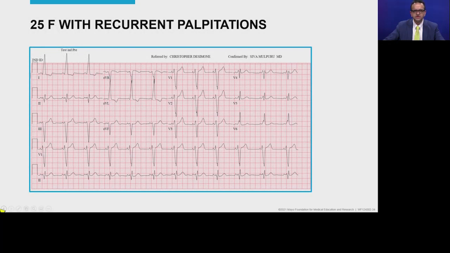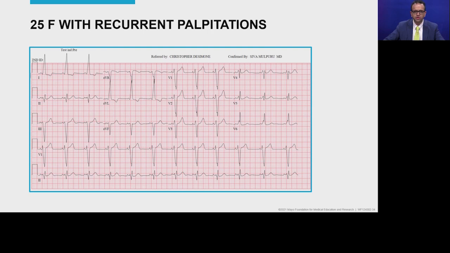This is an ECG of a 25-year-old female with recurrent palpitations. The arrhythmia was not caught so far, but she came to the clinic, and this was her ECG. So sinus rhythm, leftward axis, maybe suggestion of something interesting here, maybe a delta wave or so, but kind of an abnormal ECG for somebody who is 25 with presumed normal heart.